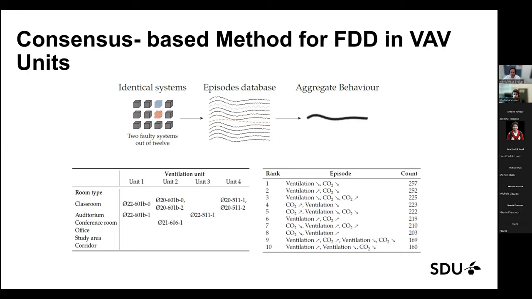The assumption behind this is that the majority of similar systems behave in a similar way. And if some systems are deviating from this common behavior, then they are abnormal systems. So that's a fault. In this work, we did exactly that. We had like 12 VAVs, and two of them were behaving in a different way. So you convert it to some episode database, and then you aggregate them, and then you measure the difference and the violation from the aggregated behavior. And then, of course, you can identify the problematic objects.